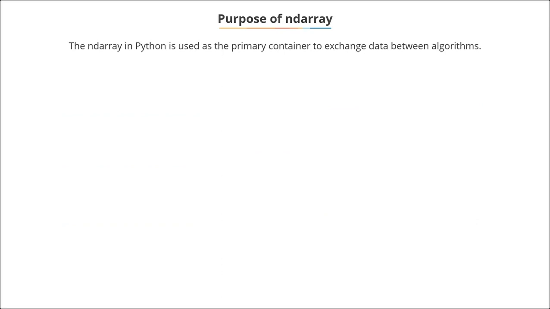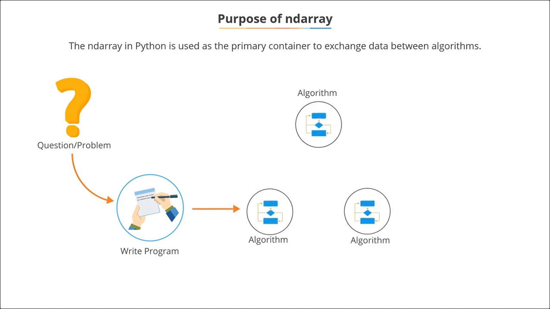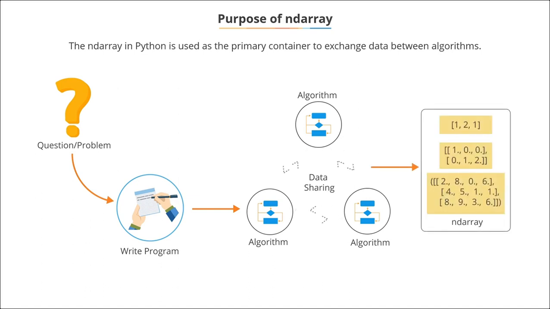Before we go into more details, let's try to understand how ND array is actually used. For data scientists, it all starts with a problem or a question and a dataset. They then write a program to solve the problem or answer the question. A program can have multiple algorithms that contain business logic, such as functions or element-wise computations or mathematical operations. Algorithms within a program need to share data to manipulate it and execute the embedded logic. An ND array makes this task simple. It's used as a primary container for the data and is available throughout the program for fast and efficient computing.